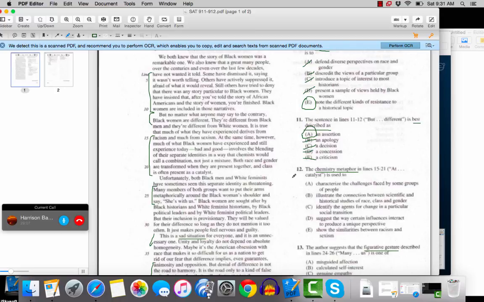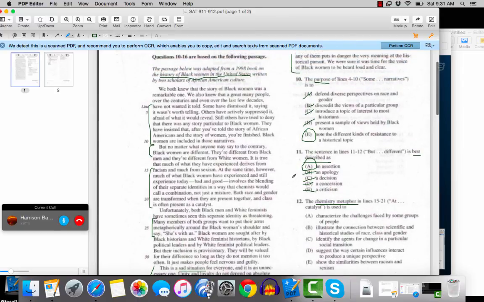So you're trying to figure out what is the purpose of the chemistry metaphor? In other words, what is it used to do in the service of the passage? Okay, great. And you got that in your head. So what is the chemistry metaphor used for? So we go back to the passage now, and really quick, what is it about?